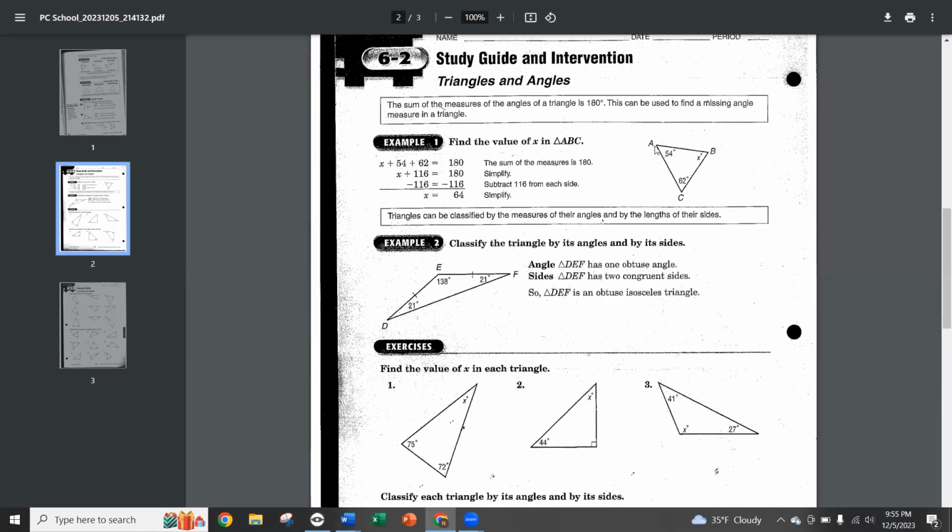Very simple. All three angles inside of a triangle need to add up to 180 degrees. So 54 plus 62 plus x equals 180. You do 54 plus 62, you get 116. X plus 116 equals 180, and then just do 180 minus 116 equals 64. Or do 180 minus 62 minus 54, and boom, you get your answer, 64. So pretty easy.